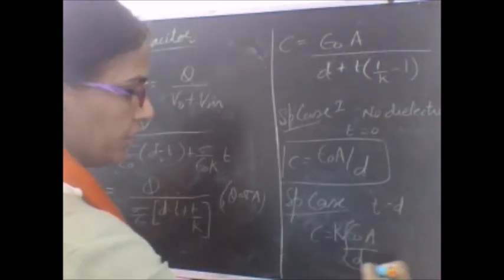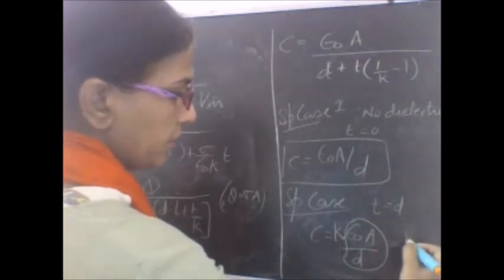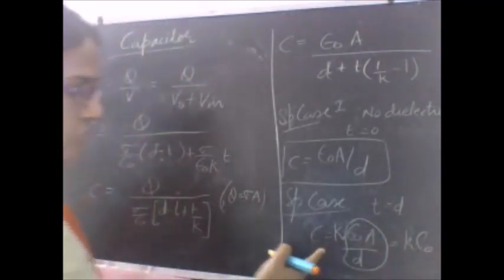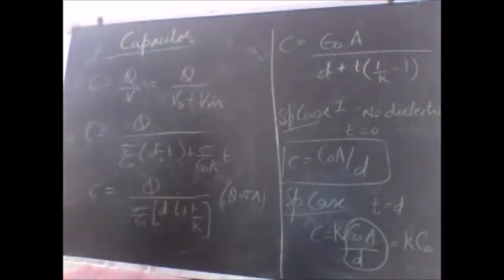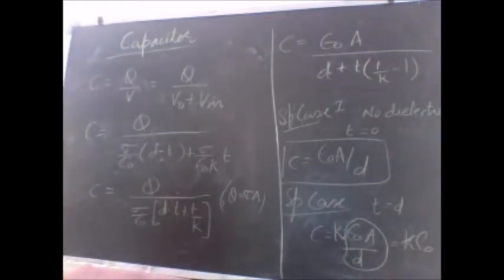This is the formula that we are left with, and this thing that I have just circled is K C naught. That means the capacitance will rise by the factor K when we introduce a dielectric in between. I think that is it about the capacitors. The parallel plate capacitor we are done with.